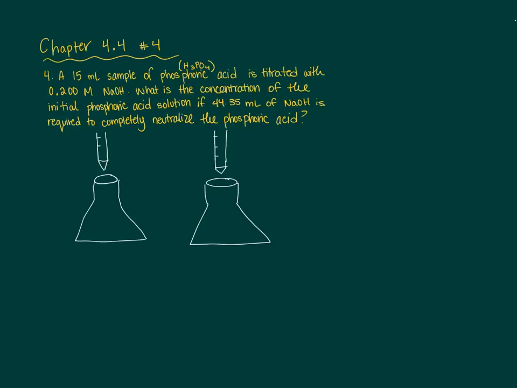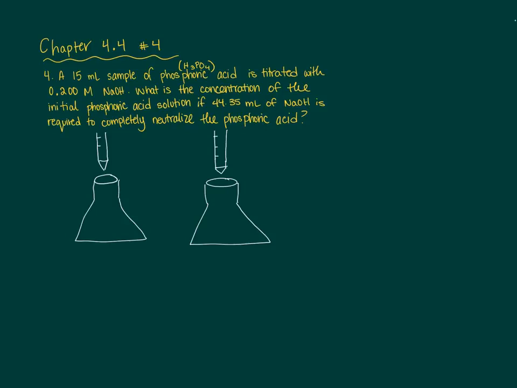So now that you have finished the problem, let's read what the problem stated. It said, a 15 milliliter sample of phosphoric acid is titrated with 0.2 molar NaOH. What is the concentration of the initial phosphoric acid solution if 44.35 milliliters of NaOH is required to completely neutralize the phosphoric acid? This problem is what they call a titration.